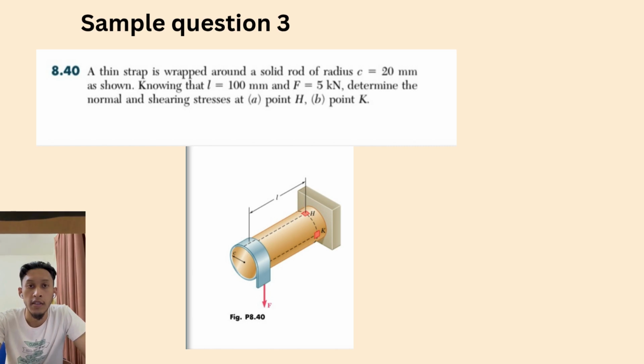So for sample question 3, the first is a thin strap wrapped around a solid rod of radius C equal to 20 millimeter, as shown in the diagram, and knowing that the length is 100 millimeter and the force is 5 kilonewton. Determine the normal and shearing stresses at A, the first being point H, and at B, point K.